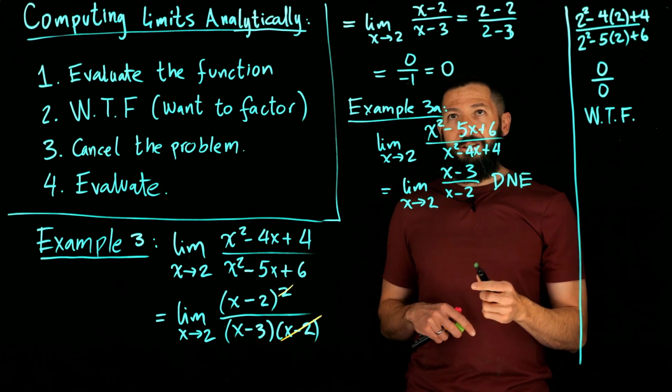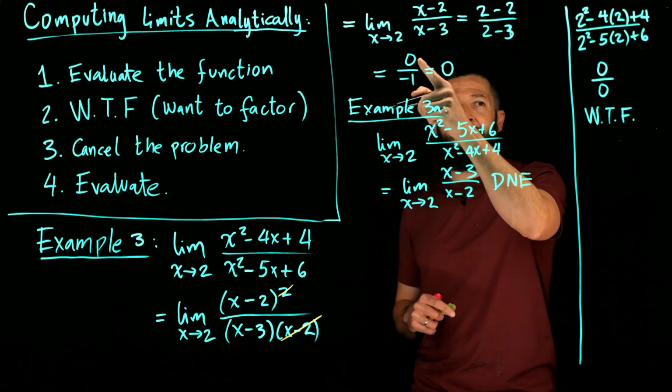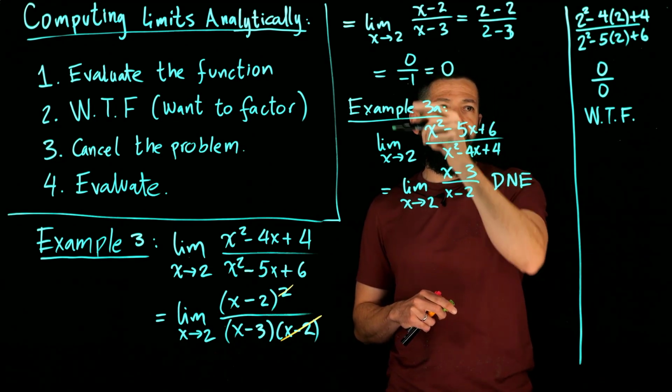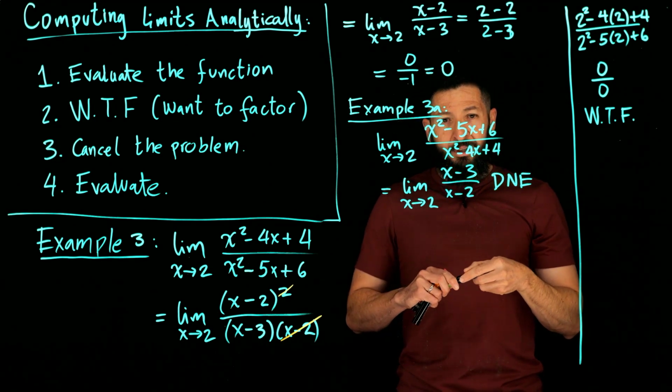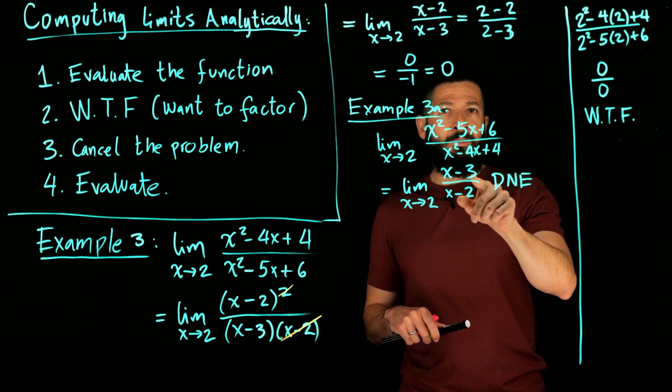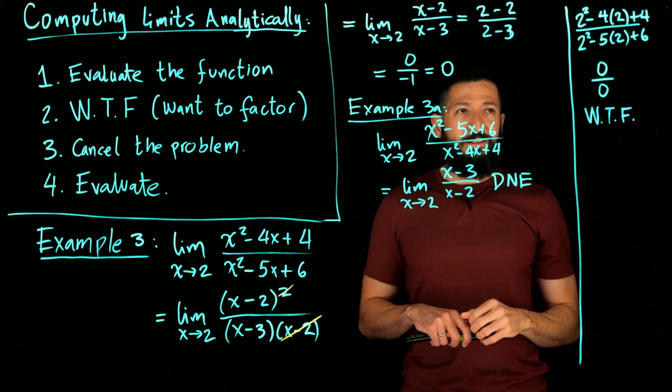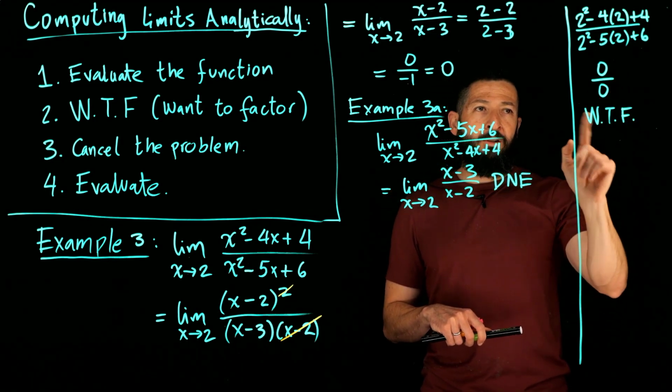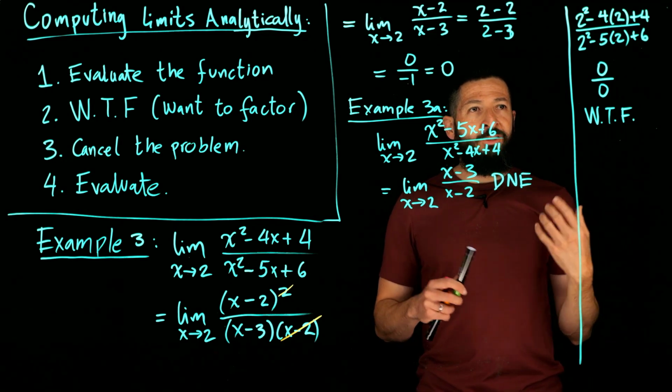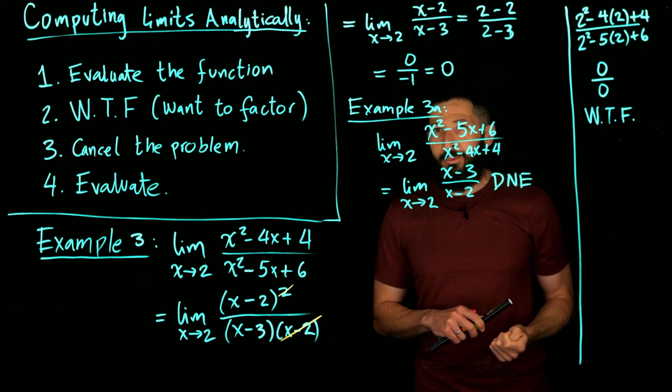So you see the distinction would be, here I have the 0 over a number that is not equal to 0, that is 0. But if you get a number that is not equal to 0 over 0, the limit does not exist. You get 0 over 0, you want to factor. So those are your situations going on there. That's what you need to be mindful of.